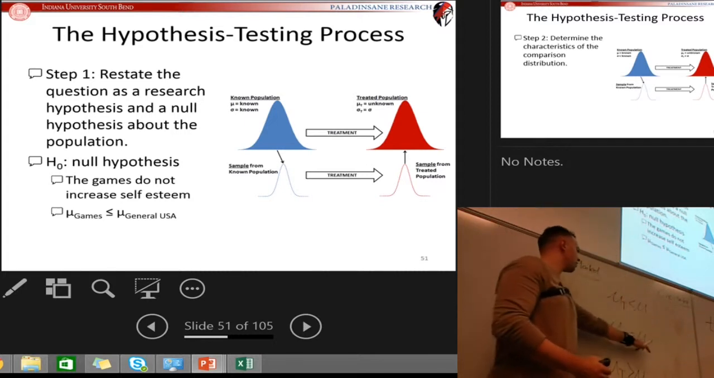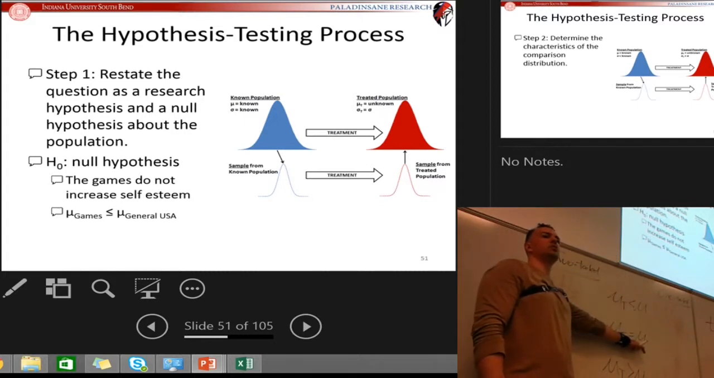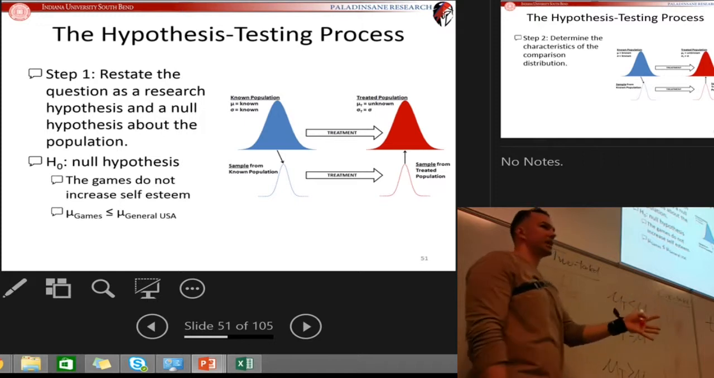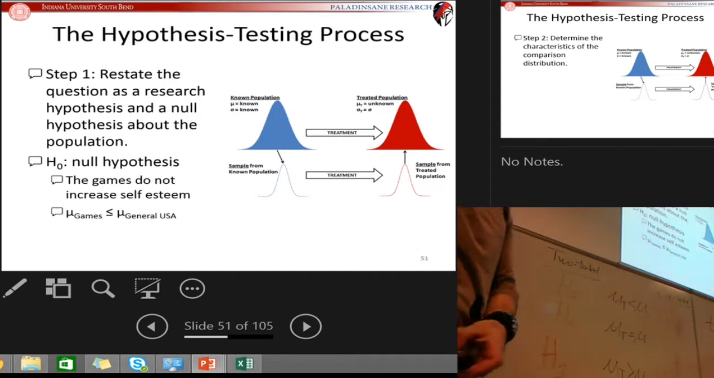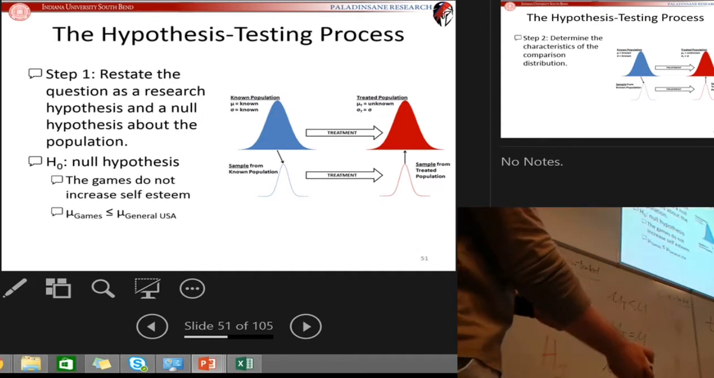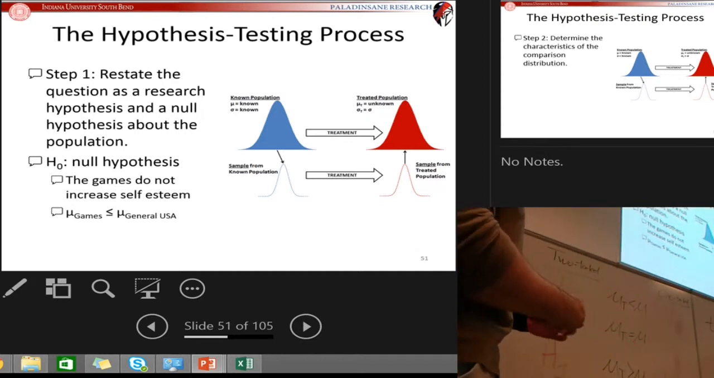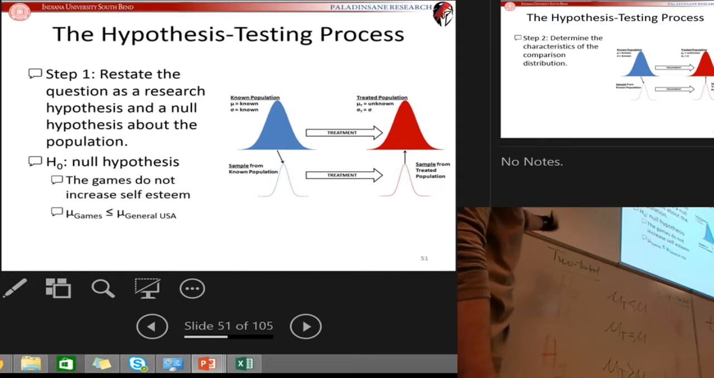Again, in some of your homework, I believe the equals is what they want for the null hypothesis. That's technically incorrect. This is the correct way to formulate those hypotheses. So just keep that heads up if you need to adjust it for your homework. All right, step number 1, done.